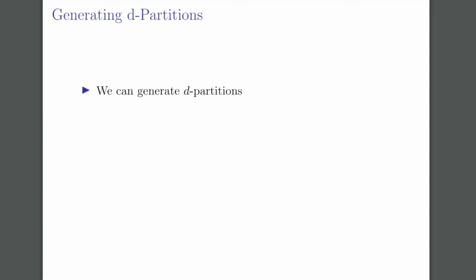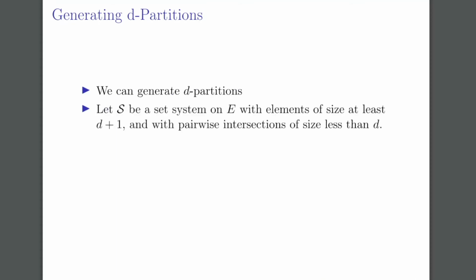Right. So the most important thing about d-partitions is that we can generate them. We can do it really easily because if you give me a set system S on E, where the elements of S have size d+1 or greater, and the pairwise intersections of its elements have size less than d. So this is like almost a d-partition.